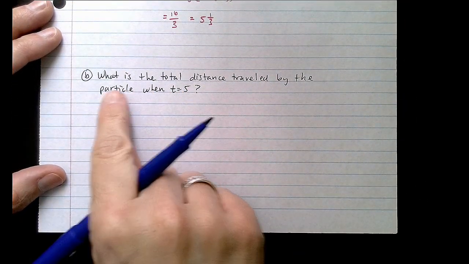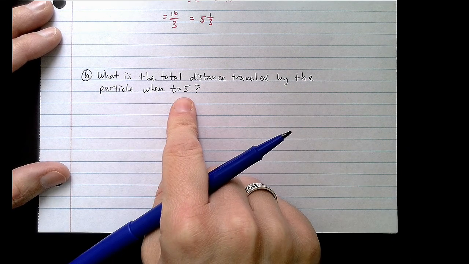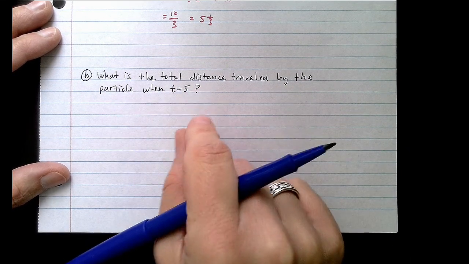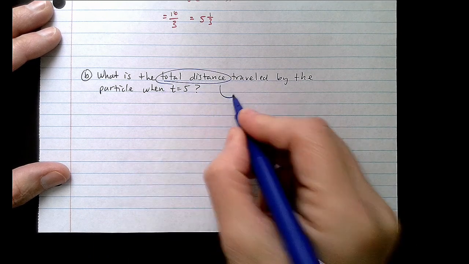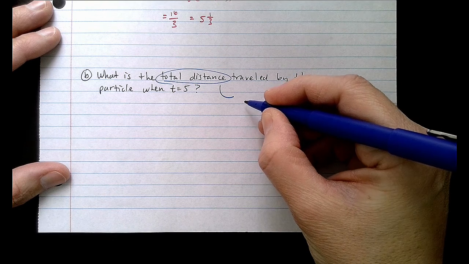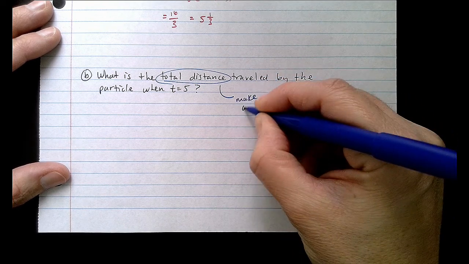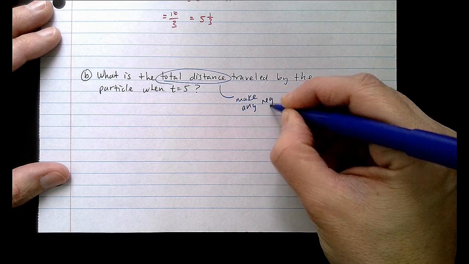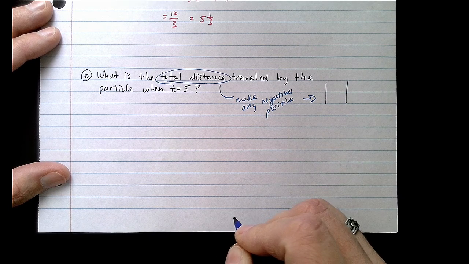Part B. What is the total distance traveled by the particle when t equals 5? Total distance is not the same thing as new position. Total distance means how far did you travel regardless of direction. So we need to make anything negative positive. So we have to use the absolute values.